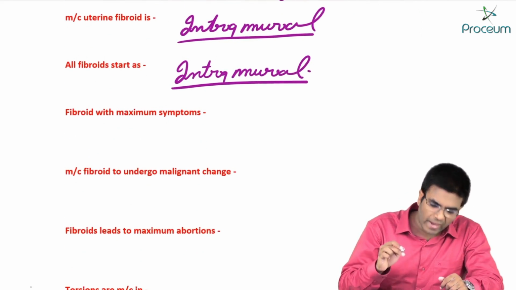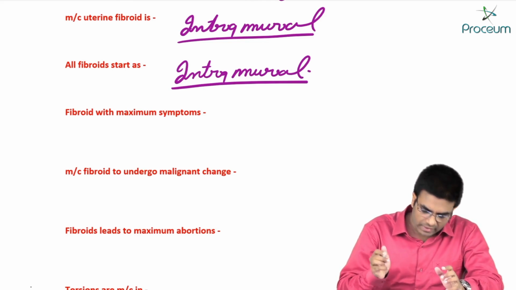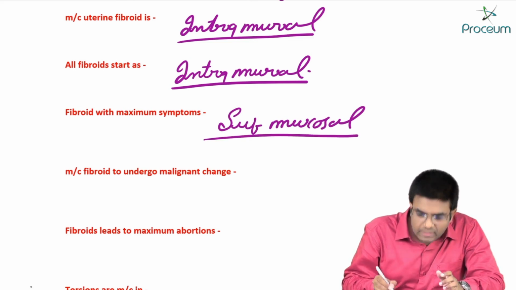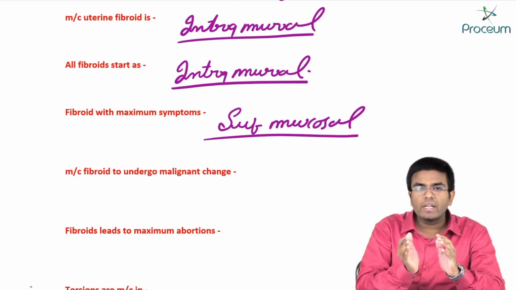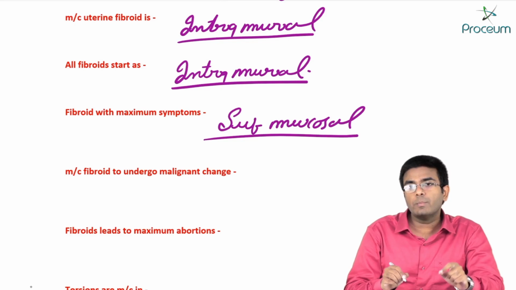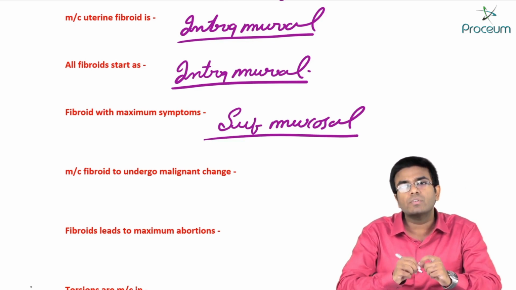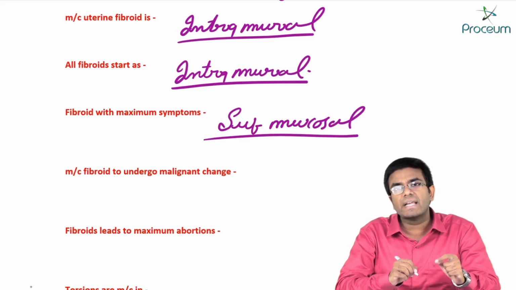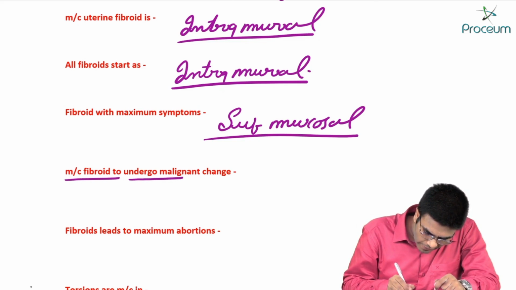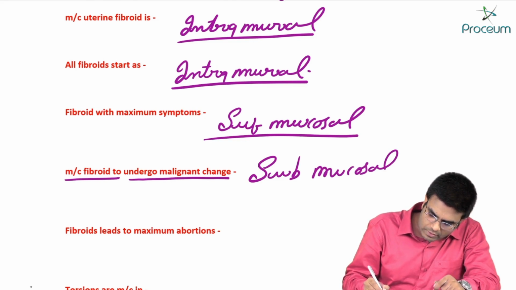Now, fibroids with maximum symptoms. Which fibroid causes maximum symptoms? It is submucosal, means inside the uterus, not in the wall, it's coming nearer to the uterine cavity. Submucosal fibroids have maximum symptoms, and, very important point, these submucosal fibroids can undergo malignant transformation. So if they ask you which fibroids can have a malignant transformation, it is submucosal fibroids. Most common fibroid to undergo malignant change is submucosal fibroid.